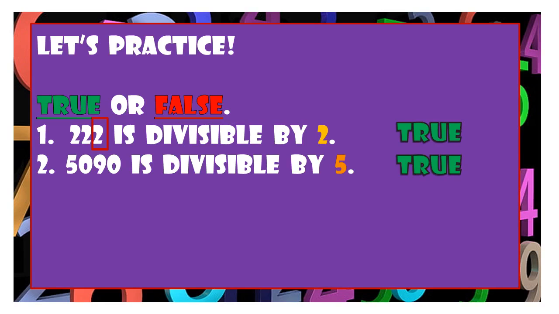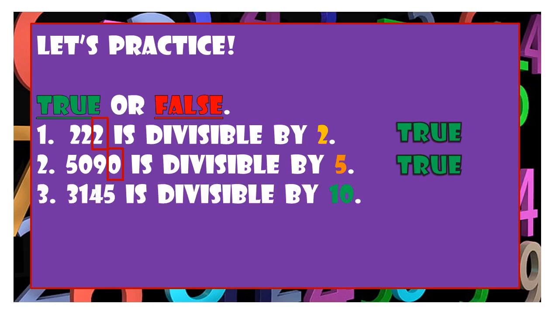Bakit divisible by 5 ang 5,090? Kasi, according to the rule, a number is divisible by 5 if the last digit is 5 or 0. So, dito, ang 5,090 ay nagtatapos sa digit na 0. So, nangangahulugan na ang 5,090 ay divisible sa 5. How about number 3?